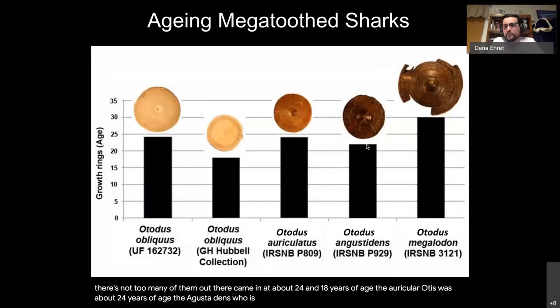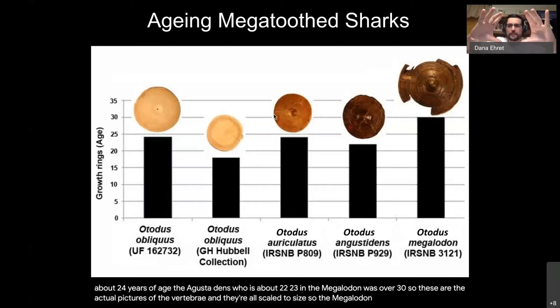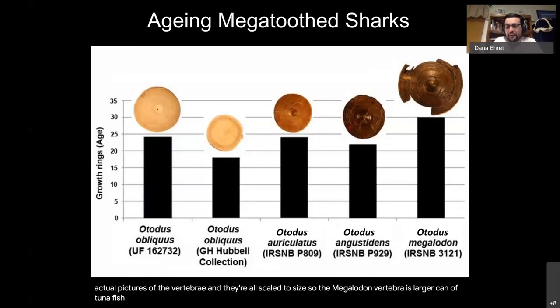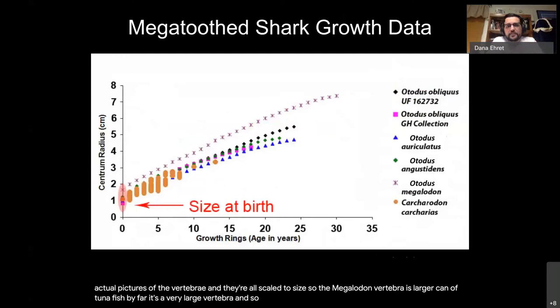So these are the actual pictures of the vertebrae, and they're all scaled to size. So the megalodon vertebra is larger than a can of tuna fish by far. It's a very large vertebra. And so this is just looking at growth rates of these types of sharks. The takeaway here is that most of the species, the ancestors, angustidens, auriculatus, and Otodus obliquus, they were all about the same size as a modern great white when they were born. Megalodon, these purple X's, however, this represents the megalodon growth, was much larger.